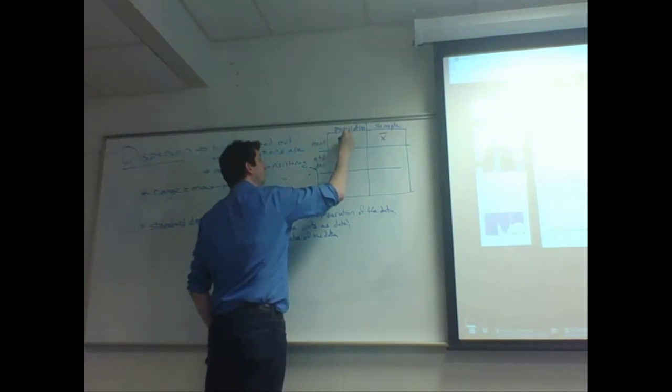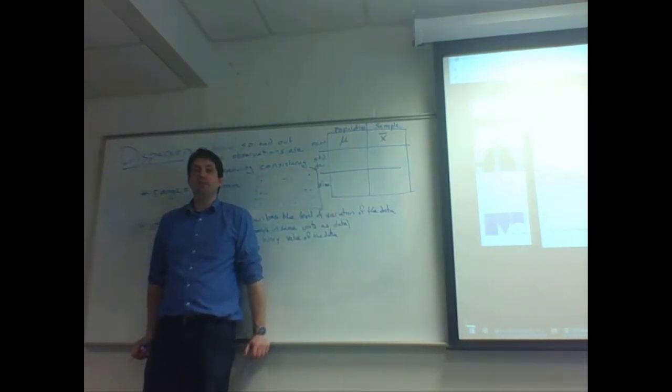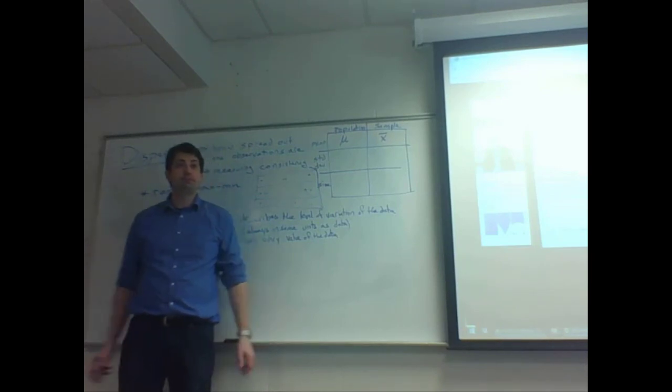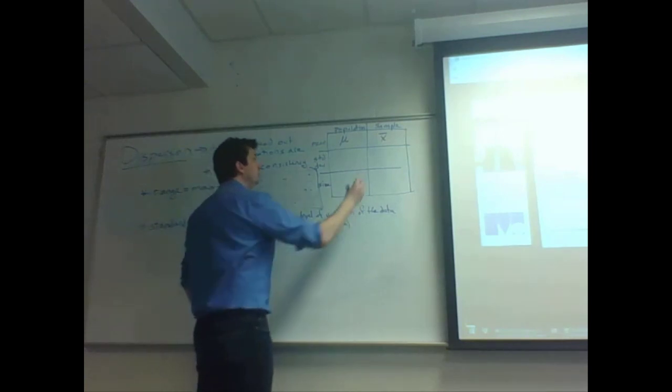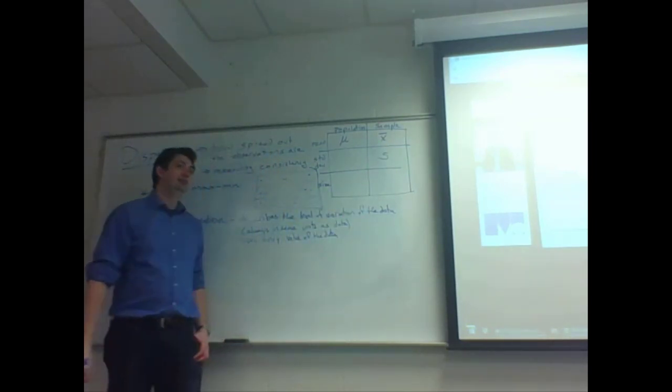Population mean is mu. Has anyone seen that before? Mu. Excellent. Sample mean, a sample standard deviation, I should say, is S.